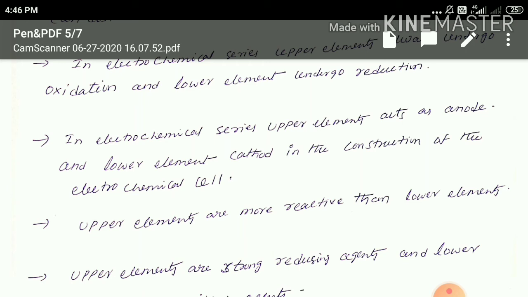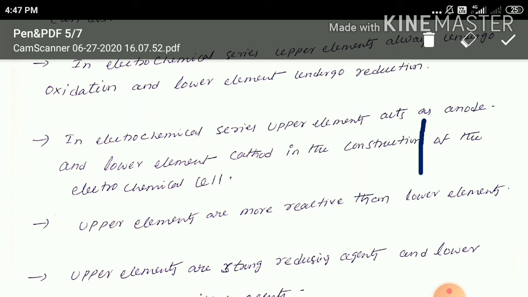Even during the measurement of zinc electrode potential with reference to the hydrogen electrode, zinc I have taken as an anode and the hydrogen electrode as a cathode. But when we go with copper, during the measurement of the electrode potential of copper, I have taken copper as a cathode and hydrogen as an anode. Next, in the electrochemical series, upper elements are more reactive than lower elements.